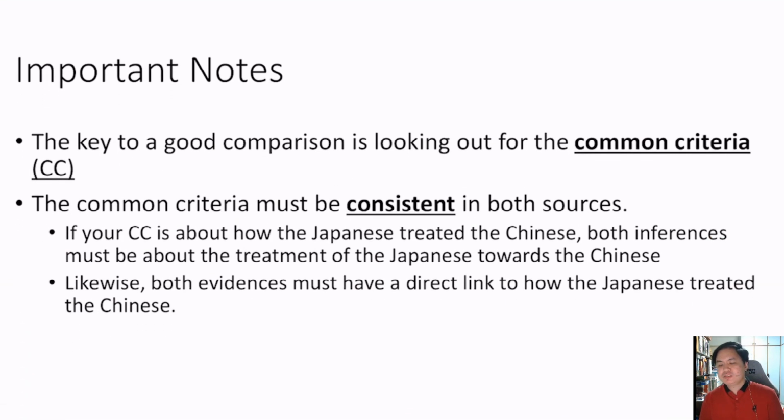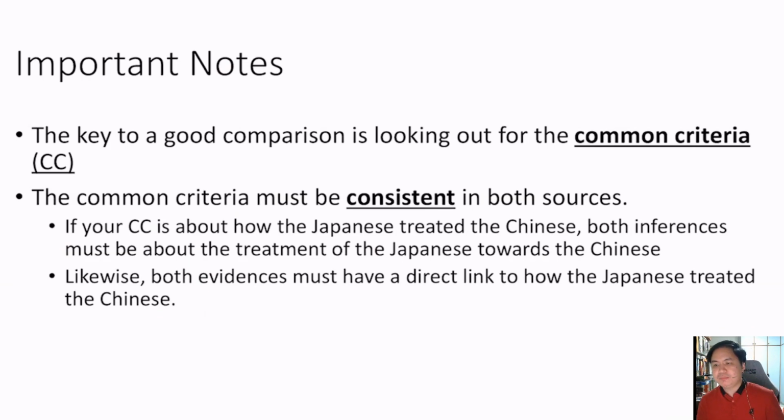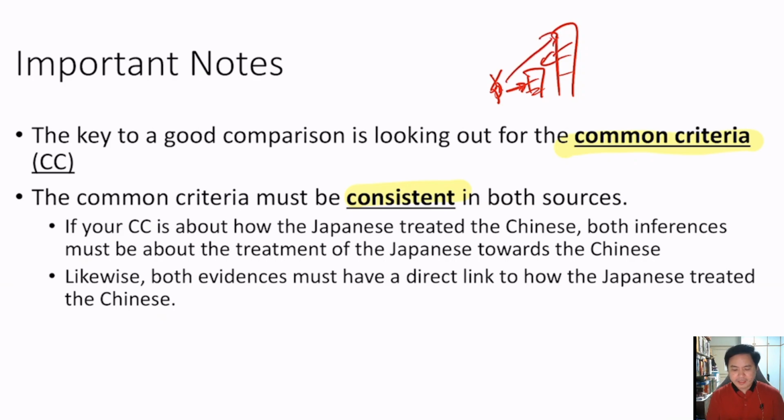What are the important notes for your comparison? Well, basically, you must look out for your common criteria. Your common criteria must be something that is consistent in both sources, right? It must be one level higher as well, just like your inference. It should not be something surface level that you see right at the source, but you must go higher. Okay? And make sure it's consistent.